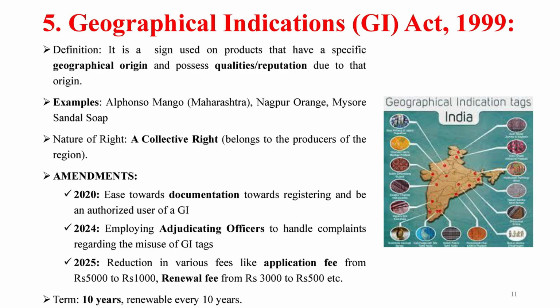Let's look at the amendments. 2020: ease of documentation towards registering and becoming an authorized user of a GI tag. 2024: employing adjudicating officers to handle complaints regarding the misuse of GI tags. 2025: reduction in various fees, like application fee from 5,000 rupees to 1,000 rupees, renewal fee from 3,000 rupees to 500 rupees. Term: 10 years, renewable every 10 years.